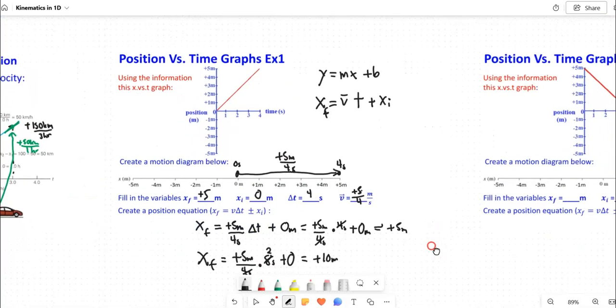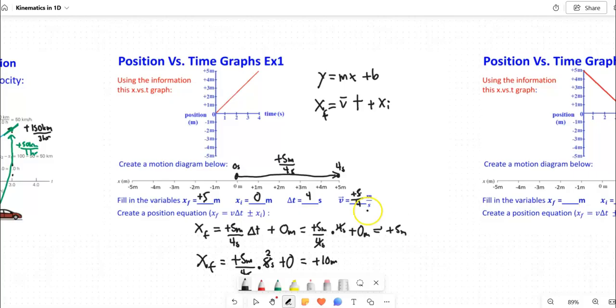So this is what I want to do. I want you to use your concepts of motion diagrams, use your concepts of linear fits on any position versus time graph, and I want you to fill in these variables based off of what you see on the graph, but also your motion diagram, and create a linear equation that looks just like this. One that could tell us, given any period of time, what your position should be.